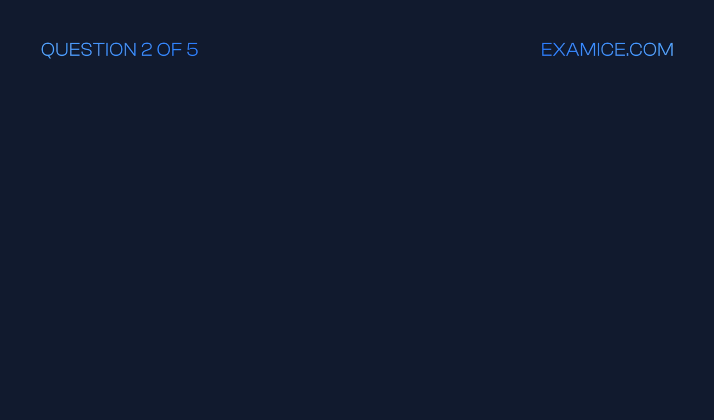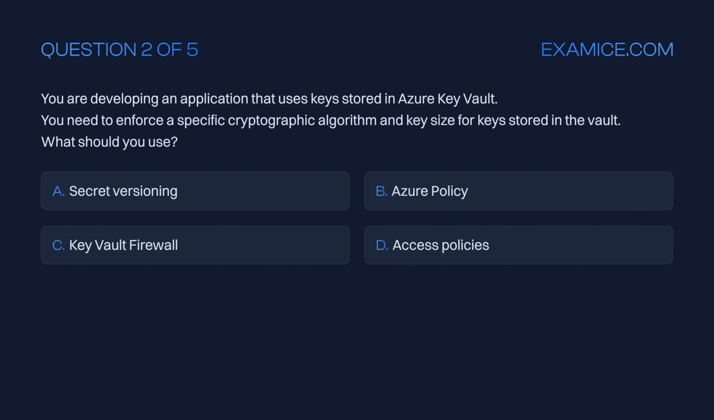Question 2. You are developing an application that uses keys stored in Azure Key Vault. You need to enforce a specific cryptographic algorithm and key size for keys stored in the vault. What should you use? Option A. Secret versioning. Option B. Azure Policy. Option C. Key Vault firewall. Option D. Access policies.